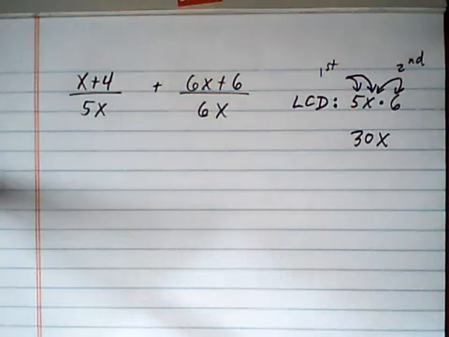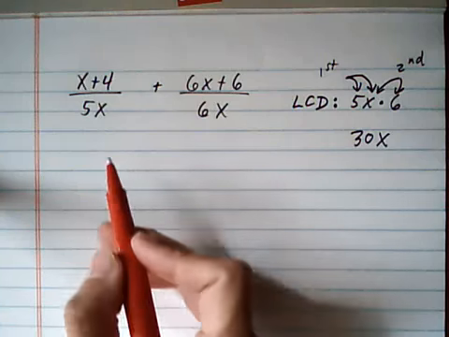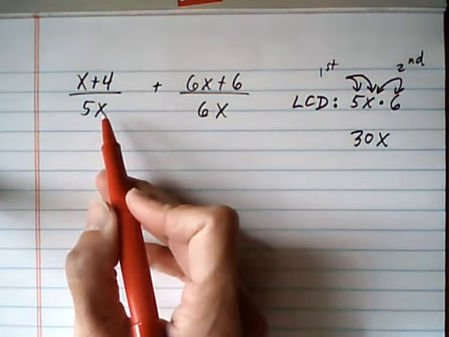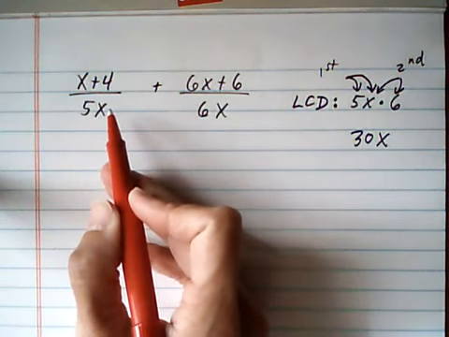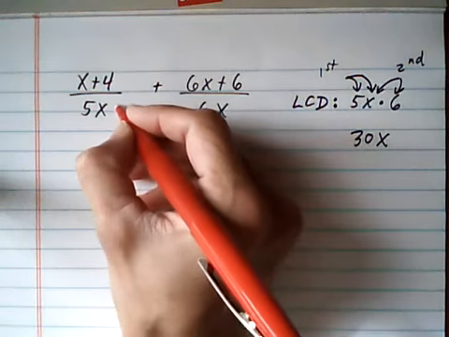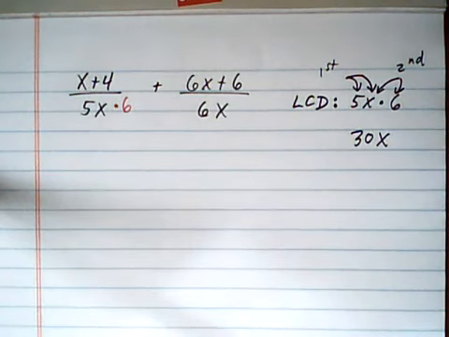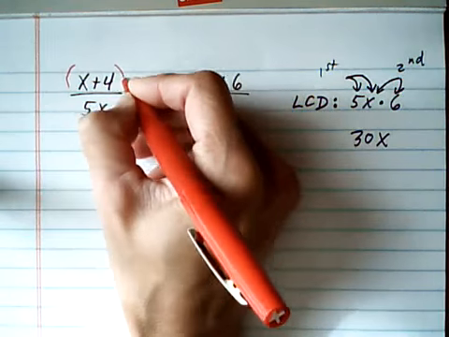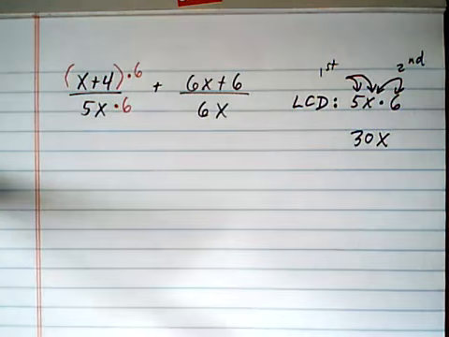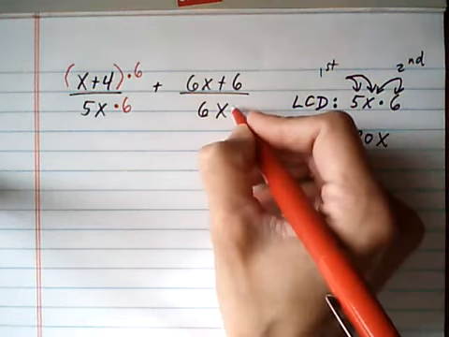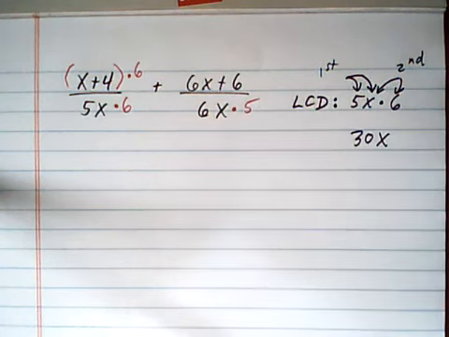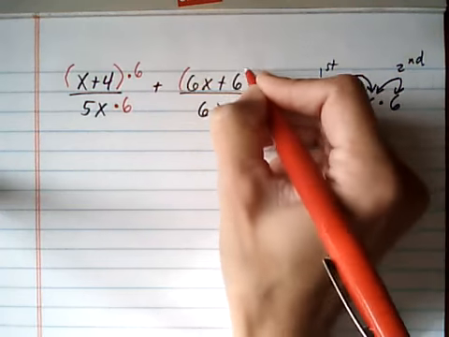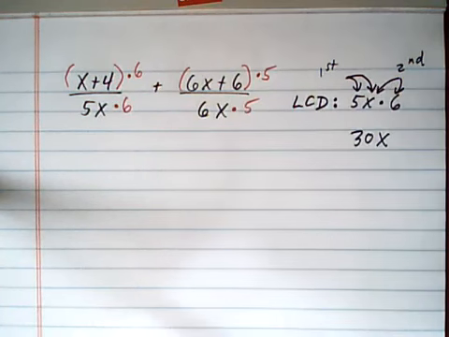Alright, once you get your LCD, the next step is to force the fractions to have the LCD as their denominator. 5x needs a factor of 6 multiplied to it to make 30x, so times 6. And that's okay to do as long as you balance out the fraction, multiply the entire numerator by the exact same number, 6. Next one, it's missing a 5 in order to be 30. So we do times 5, balance it out, multiply the entire top one by 5.